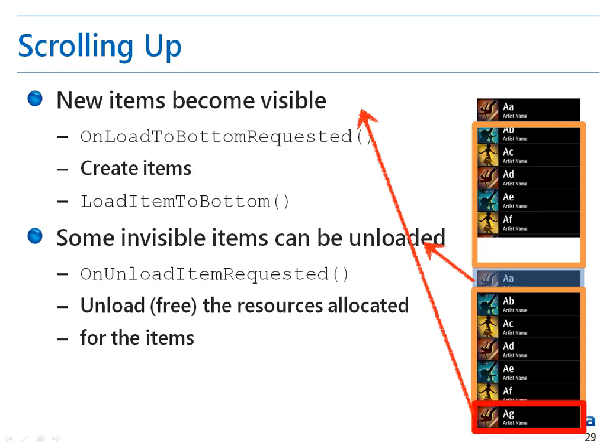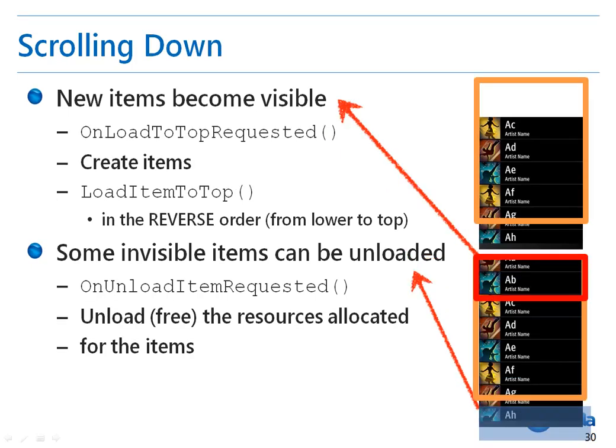For the existing cells to be hidden from the screen, the onUnloadItemRequested function of the listener is called. After that, the listener function must free the resources used for these items. Scrolling down is the same.